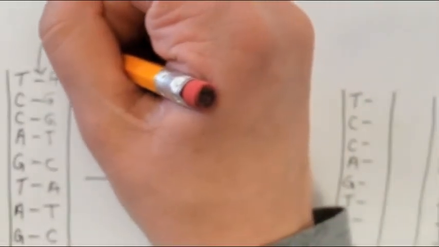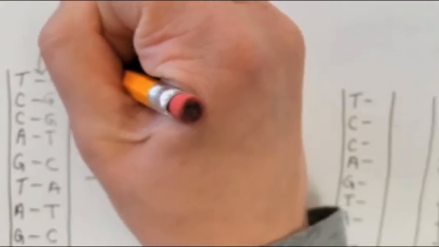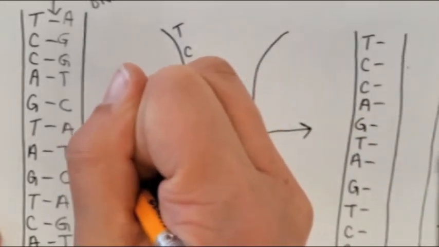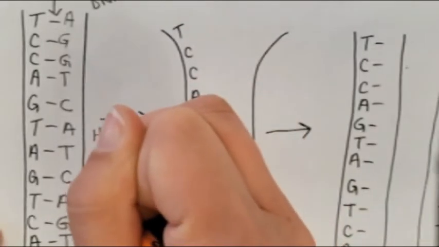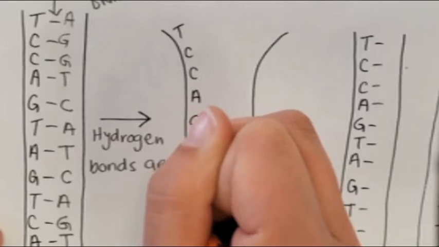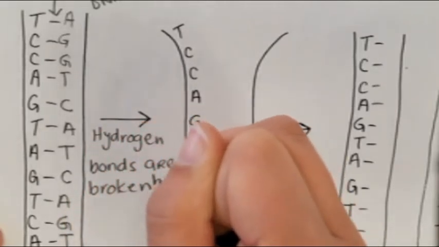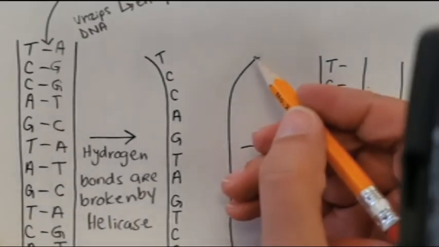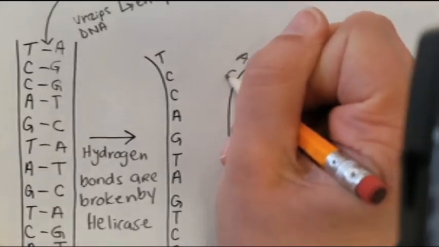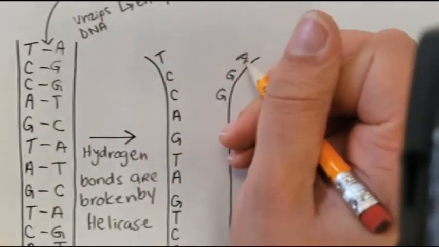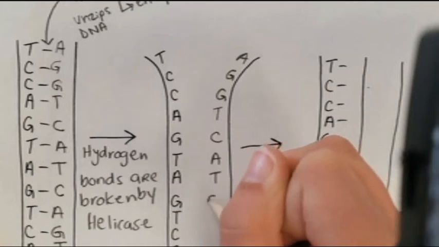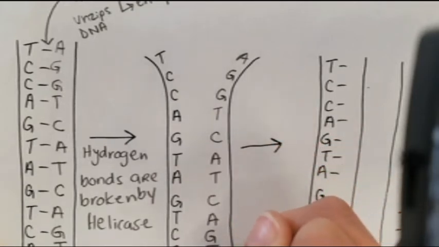And what this enzyme does is it unzips. So helicase is going to come in and it's going to unzip our DNA and open it right on up. And how it does that is by breaking the hydrogen bonds. So the hydrogen bonds are broken by helicase. That enzyme. And now over here I need to again fill in my DNA on this side. So I'm just basically copying over from here and matching these up. A with T, G with C, T with A, T, C, A, G, T.